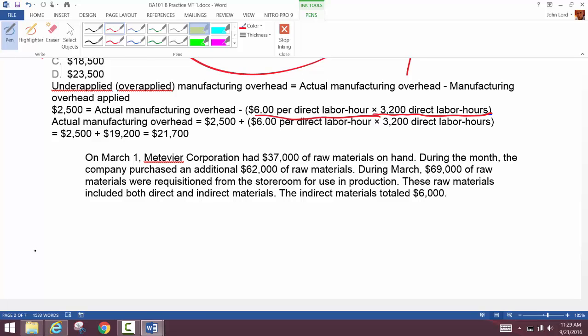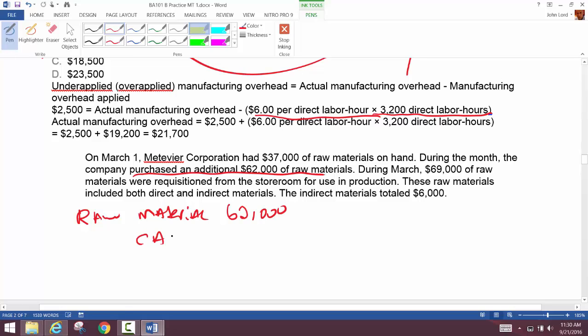So if I purchase the raw materials of 62,000, what journal entry do I make? Good. Debit raw material for 62,000.